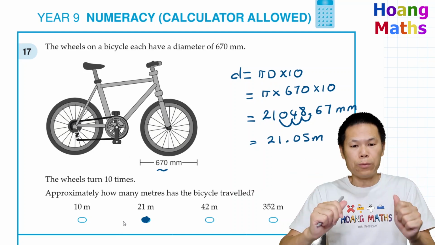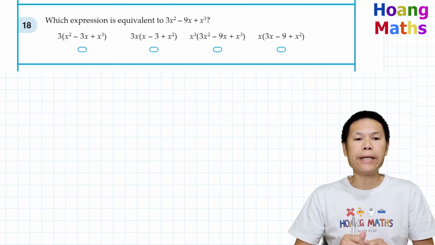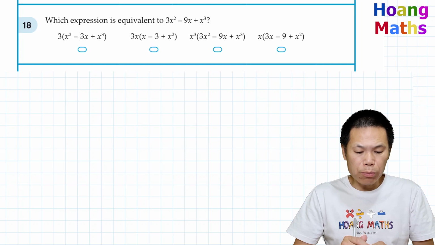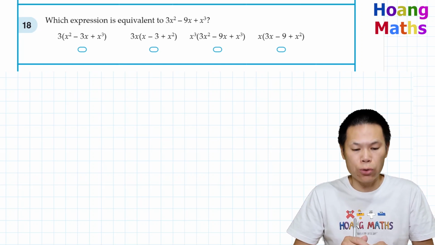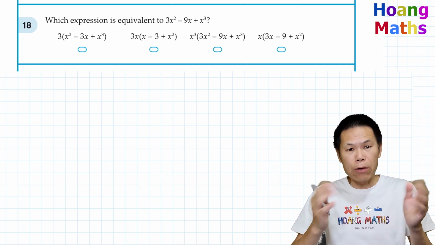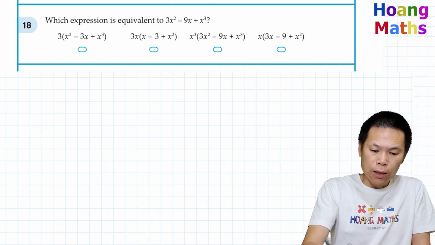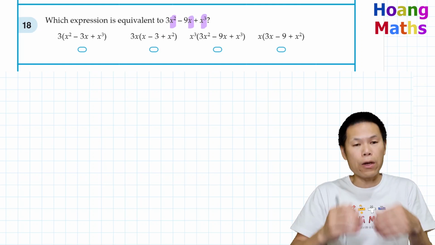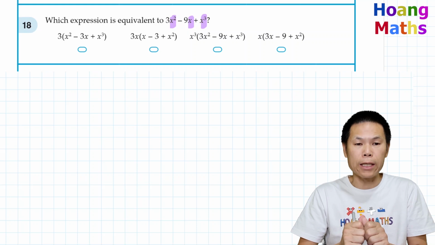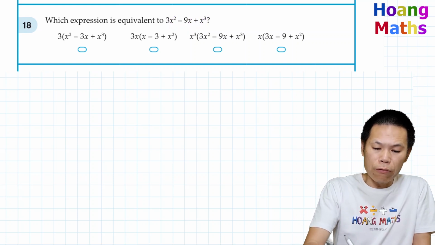So there you go. Question number 18. Which expression is equivalent to 3x squared minus 9x plus x to the power of 3? So we can take out the common factor. The common factor for this is x. We have x squared here, we have x here, and we have x to the power of 3. So therefore, the common factor is x.